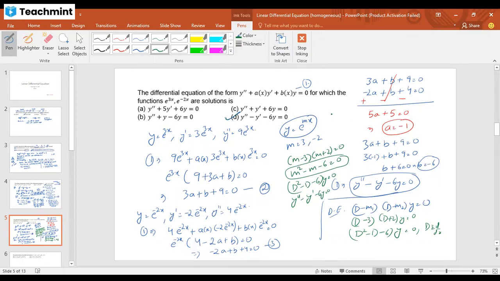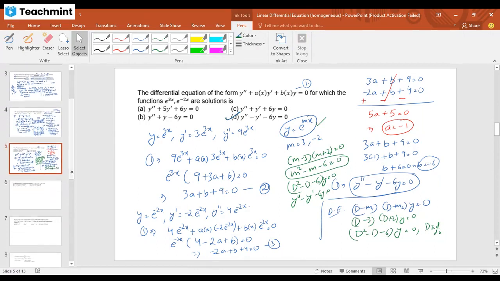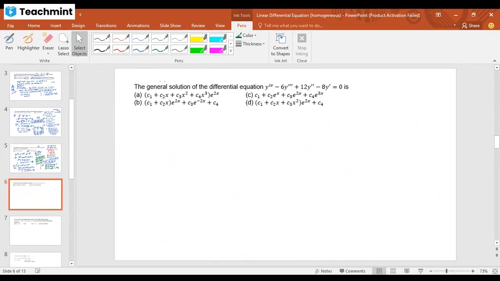I think that if you find that the roots of the auxiliary equation are real roots, then this method will be preferable. Then we can choose this method, right? Otherwise, this is also one of the ways to find the differential equation. Okay, now let us move to the next question.